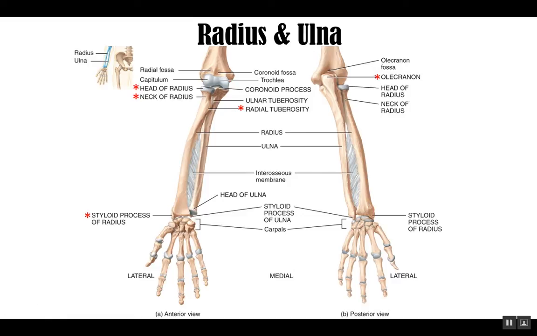Let's move back up now and look at the ulna. Posterior on the ulna is the olecranon. Olecranon means elbow. So the point of your elbow is actually the ulna. It's the olecranon of the ulna. At the distal end of the ulna, we see that there's also a styloid process on it. So both of these forearm bones have pointy projections at the distal end.